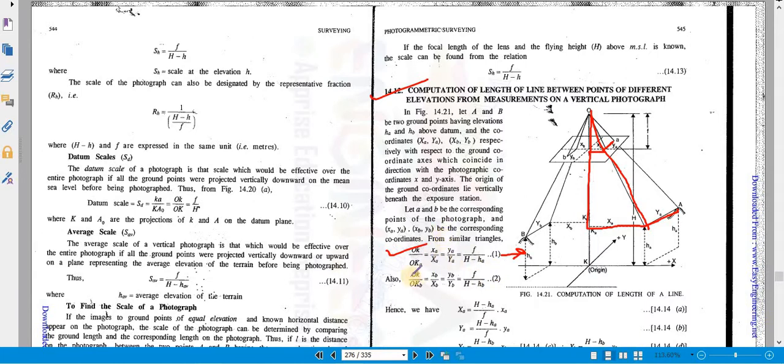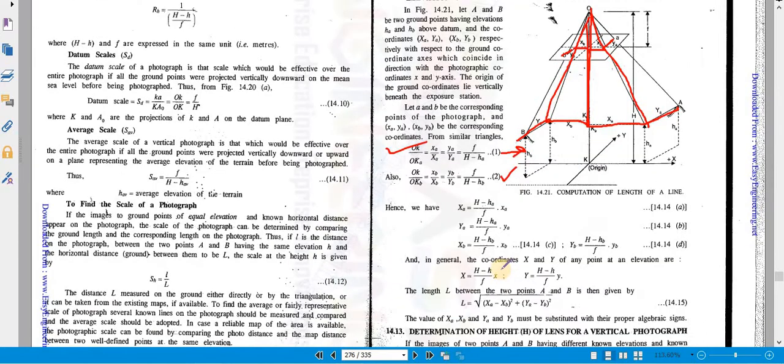Okay, and similarly in this case also B, there is another triangle. Okay, this is one triangle, this small xb divided by capital XB, and this small yb divided by capital YB. It can again be given by the focal length formula. Okay, so we have got this first equation and second equation.